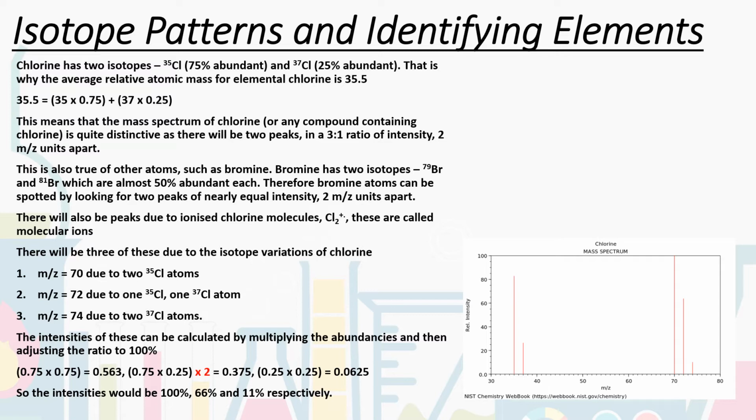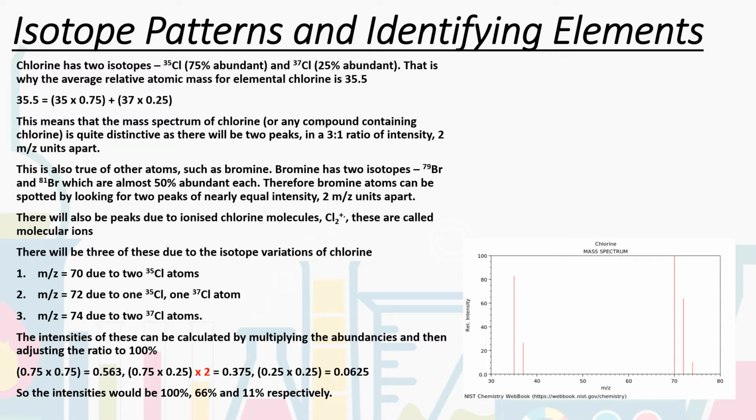Now, this is quite useful because the mass spectrum of chlorine, or any compound that contains a chlorine atom in it, will be quite distinctive, because you will be able to see 2 peaks in a 3-to-1 ratio of intensity that are 2 m/z units apart, 2 Dalton units apart. And so it's not only useful for identifying the actual atomic mass of chlorine, it's useful to see if we have any chlorine in our organic compound, for example. Because we would look and we would see 2 peaks that have a ratio of 3-to-1 in terms of their intensity that are 2 units apart on the x-axis.